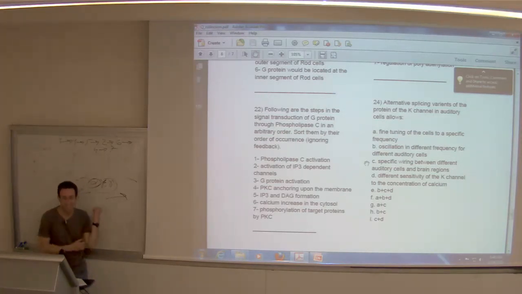Okay, so C: specific variants to different auditory cells and brain regions? Not at all. It's a confusing point from the other system that people are researching, the networking between the retina and different brain regions. And D, different sensitivity of the potassium channel to the concentration of calcium? Yeah, that's correct. So this is again part of the mechanism of the fine-tuning. So A, B, and D. We have 2 more questions, and I will go through them fast so we can finish in time.